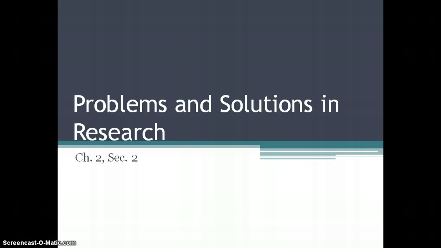Today we are going to be talking about certain problems that can arise in research, and then we're also going to be talking about solutions to those problems. The first problem that I would like to talk to you about is something known as the Hawthorne effect. Now the information that's in bold is the definition. So the Hawthorne effect is the effect researchers have on their subjects.